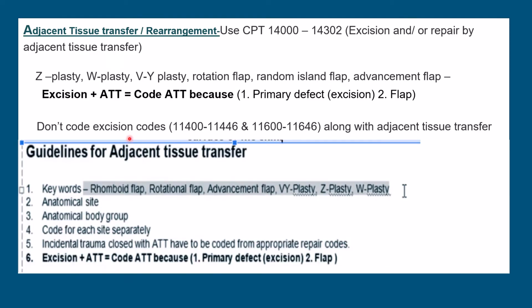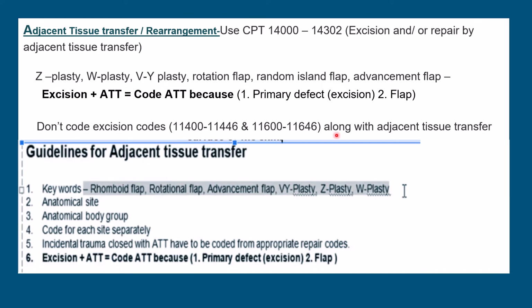Now the next important topic is adjacent tissue transfer. The codes are 14000 to 14302, and usually they use the words Z plasty, W plasty, VY plasty, rotation flap, random island flap, and advancement flap. Now whenever you are coding for the adjacent tissue transfer, it includes the excision. So we do not code for the excision separately. So excision plus ATT, we code only ATT, and we never code the excision code.